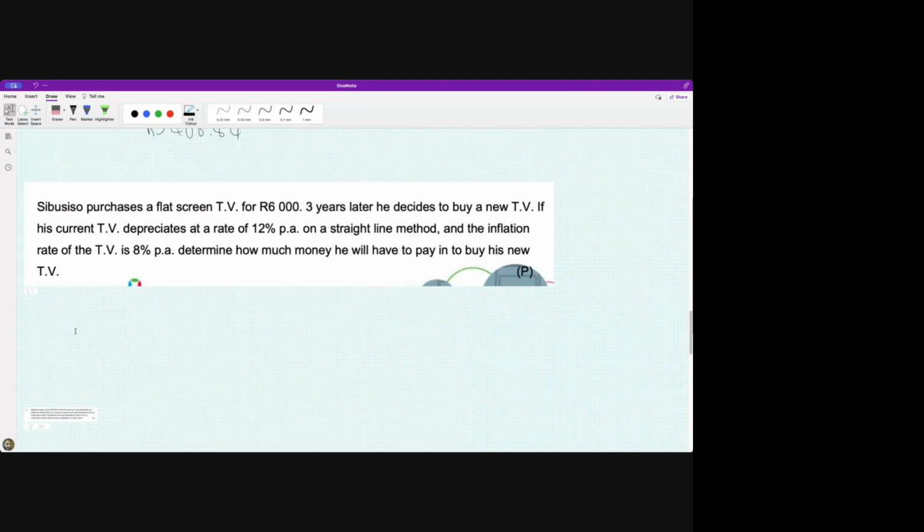Okay, over to you guys. See if you can work out how much money Sibo Siso needs to pay in to buy the new TV, or maybe he's lucky. Maybe he's got enough money he doesn't have to pay in anything. That's what you're going to find out for me.